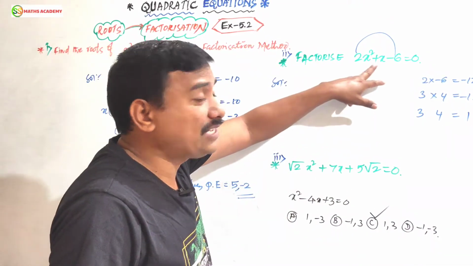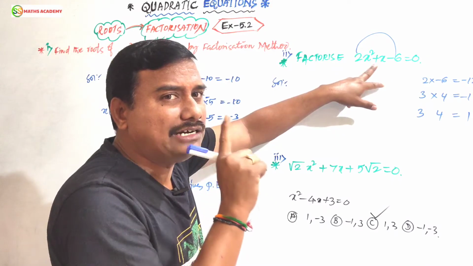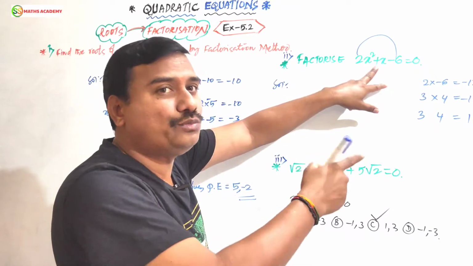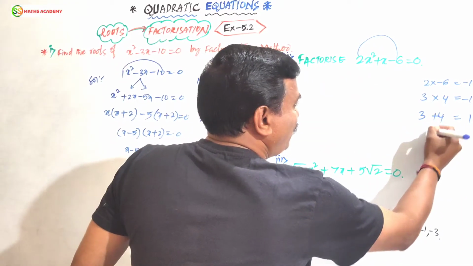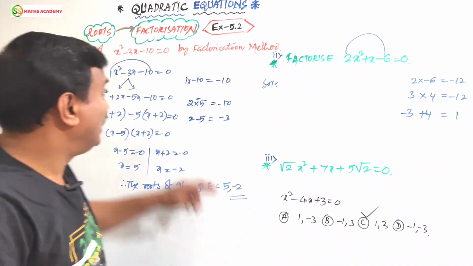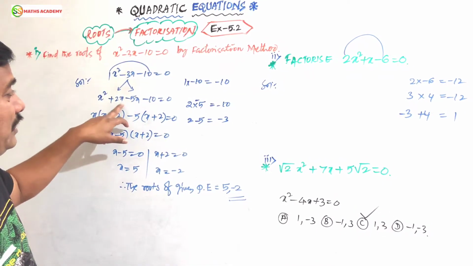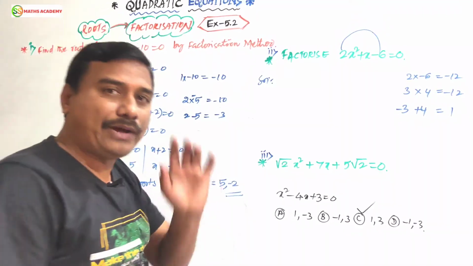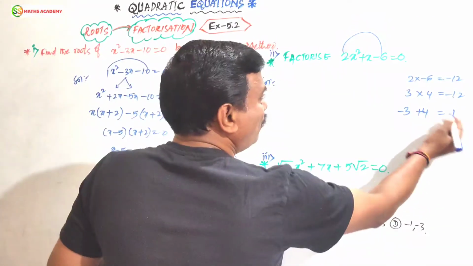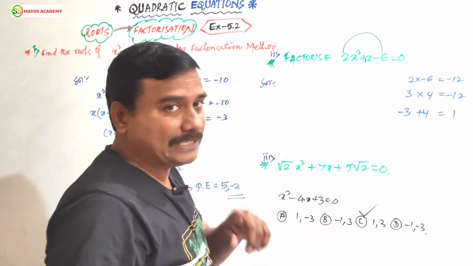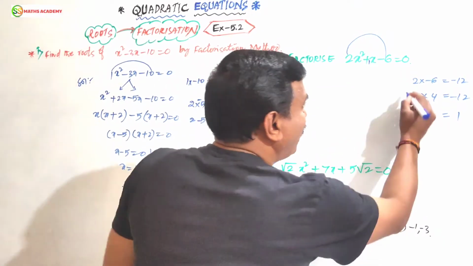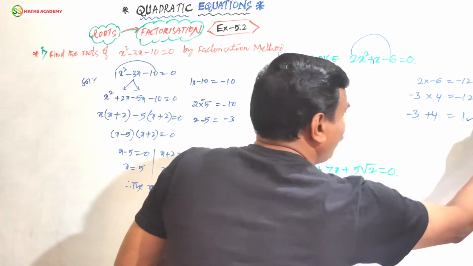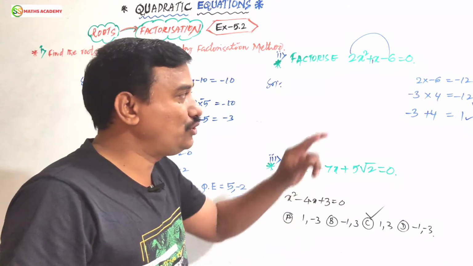But here what is the sign? Plus. So definitely, this middle coefficient has a plus sign, so the plus sign will be given to the bigger number. Here the big number has plus, the small number has minus. In the earlier one, the big number had negative and the small number had positive. You can keep this in your mind. Friends, 4 minus 3 is 1. We are getting 1. Clear? If you multiply minus 3 into plus 4, it is nothing but minus 12. So these two factors satisfy these two conditions.